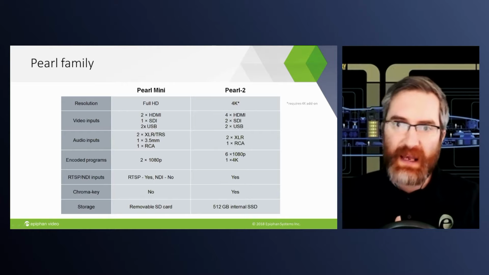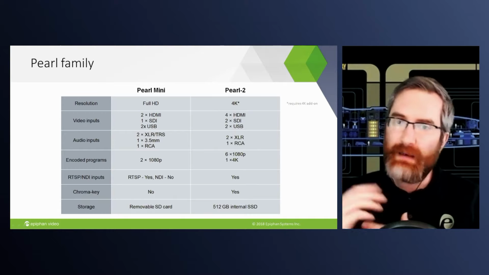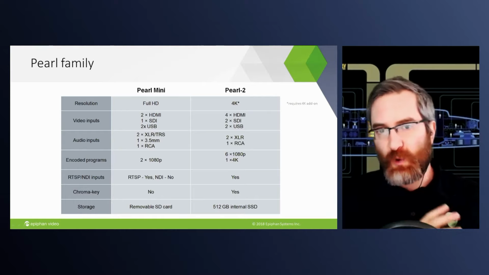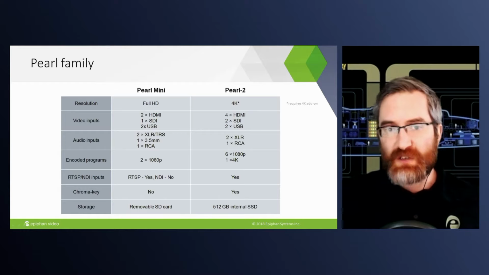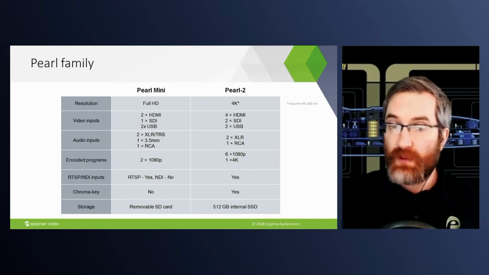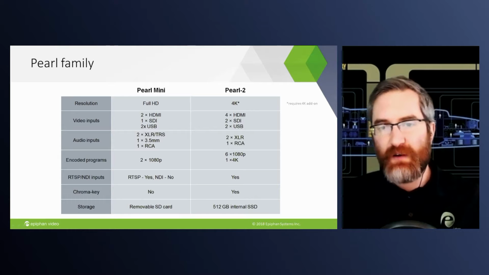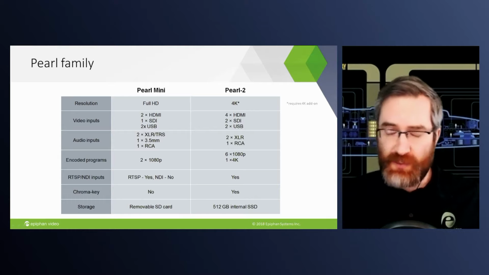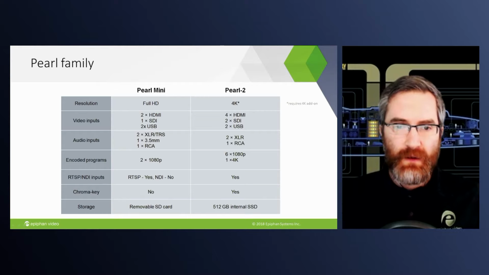Perl 2 up to 4K has 6 inputs for HDMI, 2 SDI, options for USB, where the Perl Mini is 2 HDMI, 1 SDI, options for USB. So half the number of inputs. Audio is slightly different as well, where we have 2 XLR/TRS combo jacks on the Perl Mini. We have 3.5 millimeter inputs and RCA inputs, whereas on the Perl 2, we have 2 XLR stereo pairs. So it's actually 4 XLR jacks and then some RCA as well.